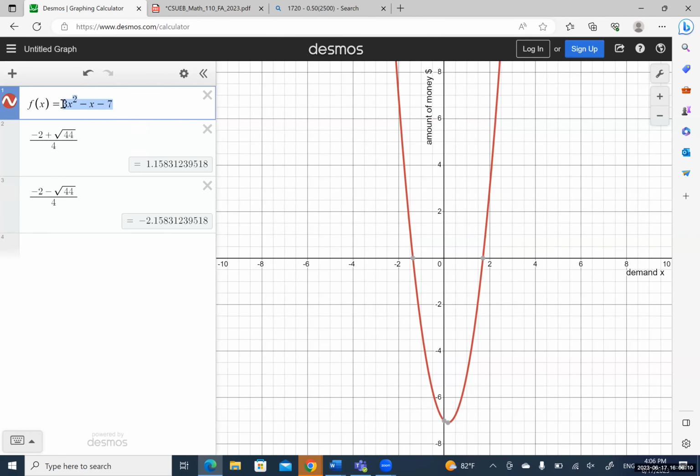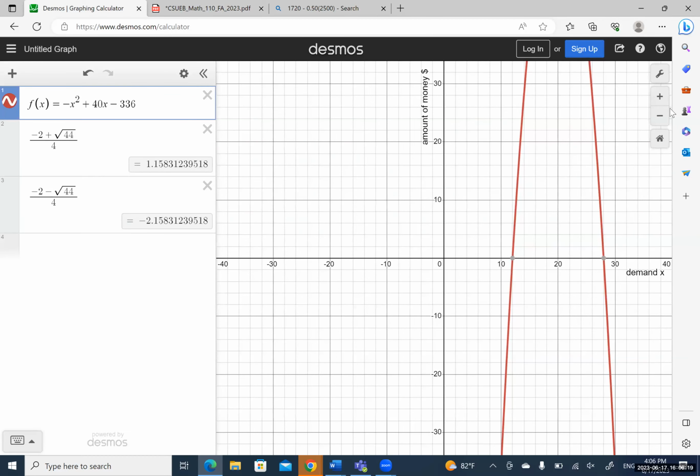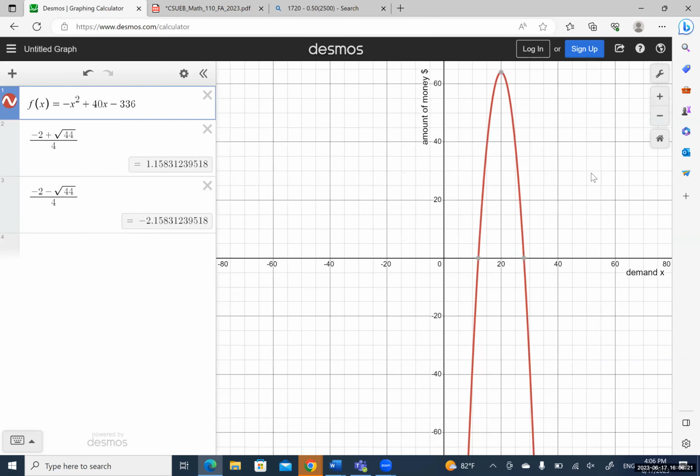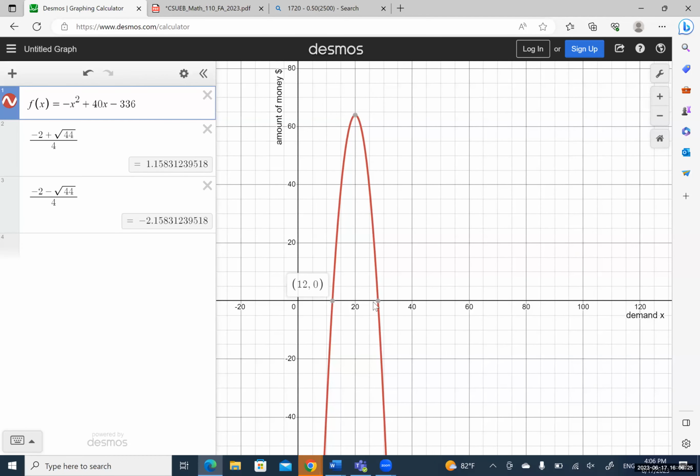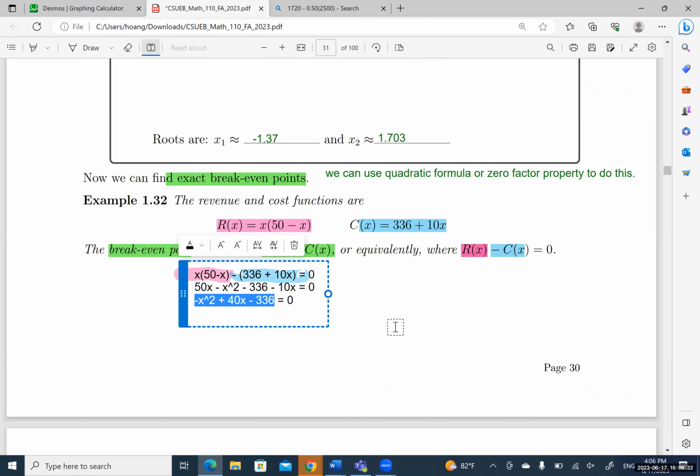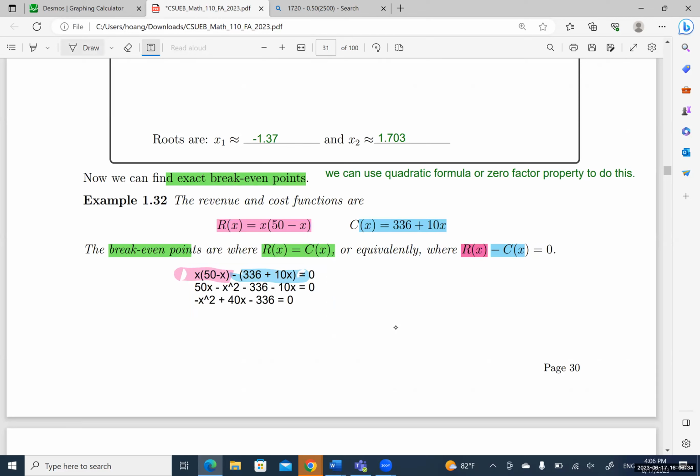So let's try this one. Zoom out a little bit, see. All right. So here's a graph of the function. I saw the answers were 12 and 28, right? Okay, so let's come up with this. I have an idea already, so I will just do this. So this is factorable, okay?